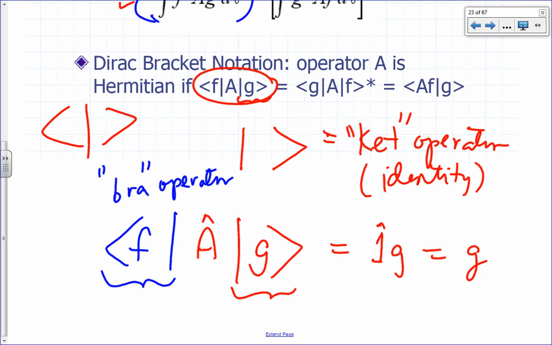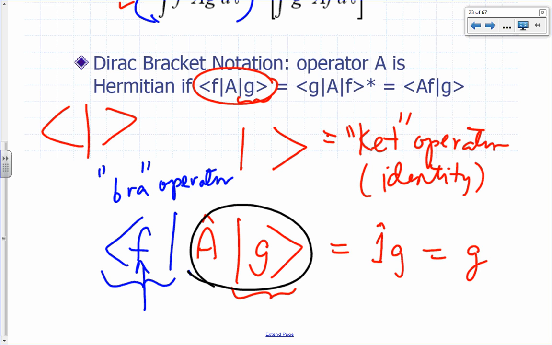Clever names, bra, ket. Okay? So the bra operator means this. Whatever function I have inside the bra operator, take the complex conjugate of that function. And if you apply it on another function, multiply the other function you're applying it to, this result, by the complex conjugate of that function inside the bra operator, and then integrate over all space.